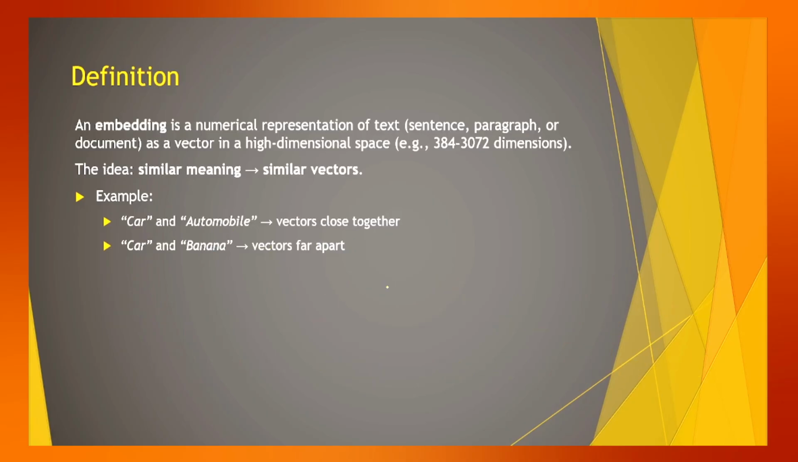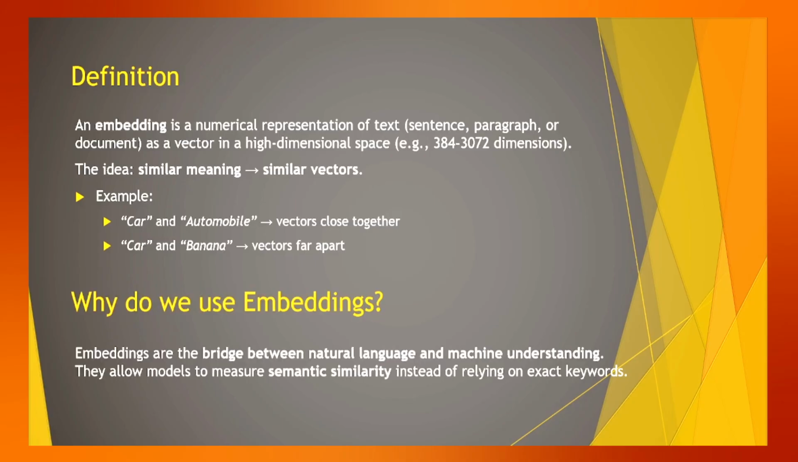Next, why do we use embeddings? Embeddings are the bridge between natural language and machine understanding. They allow models to measure semantic similarity instead of relying on exact words. We have already learned that using embeddings we convert natural language to machine understanding language, and in the backend the semantic similarity operation is performed. That's why we get the related vectors to get our answer. This is why we use embeddings.